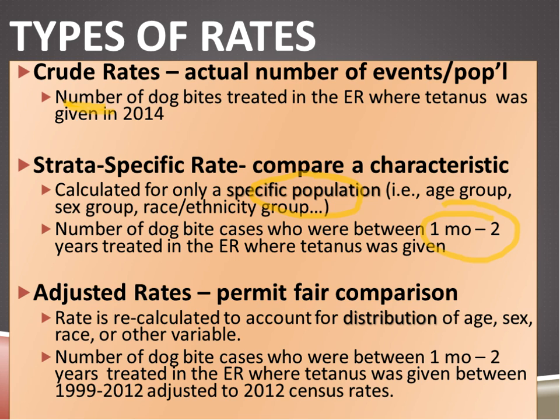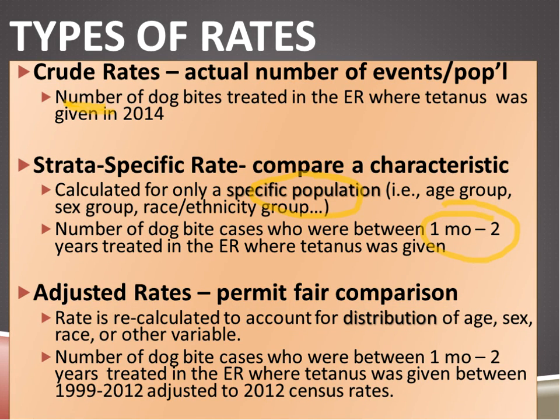Well, actually, our population in Montana is much lower than it is in Florida, so people would be getting bit more frequently in Montana than they would in Florida. So a way we'd be able to adjust this or normalize the data is to recalculate it and account for that inequality. And we do this by the distribution of age, sex, number, race, or some other variable.